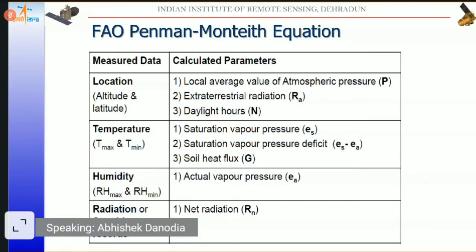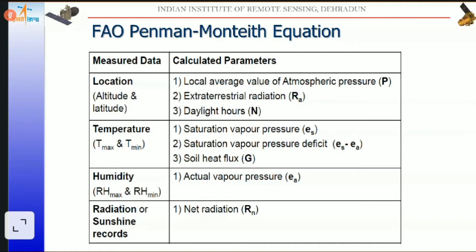The second major parameter is the temperature, minimum and maximum temperature, which we simply measure using the dry bulb and wet bulb thermometer in a Stevenson screen. Using that maximum and minimum temperature, we can further calculate the saturated vapor pressure, the vapor pressure deficit, as well as the soil heat flux. These three parameters can be calculated using the temperature data sets along with the extraterrestrial radiation value. The third major data set is the humidity, the maximum and minimum relative humidity, and using that we can calculate the actual vapor pressure at the particular observed location.